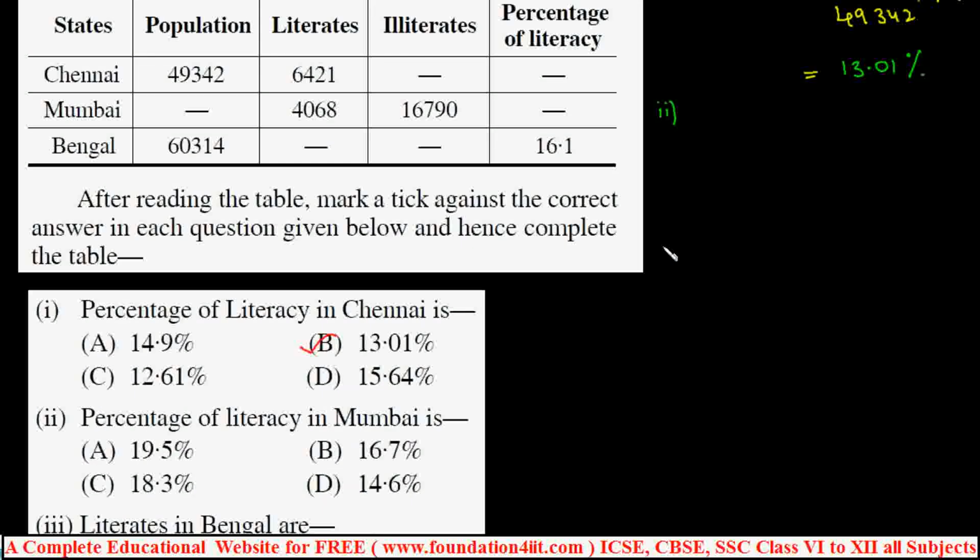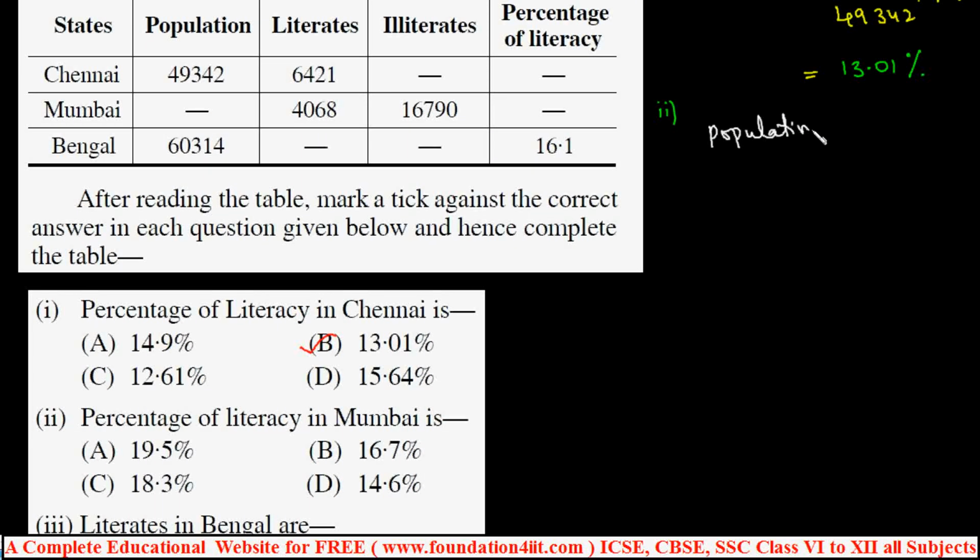And next one, see here, the percentage of literacy in Mumbai. In Mumbai they asked. So the population of Mumbai you first have to calculate, because we need the total population. But in Mumbai, literates and illiterates are given. Literates is 4,068, illiterates 16,790. By adding both, you'll get the total population. So we need to calculate first the population of Mumbai.